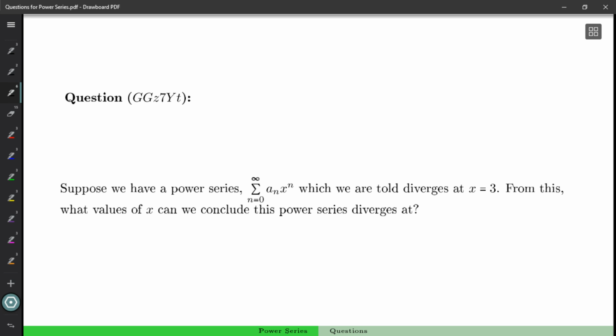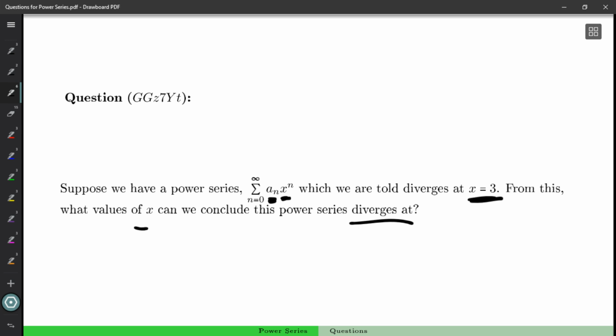Suppose we have a power series. So we're adding up a_n x^n, although just reading the question, they don't say what a_n is. So it's centered at 0, we can definitely say, but I don't know what the coefficients look like. We're told that this power series diverges for x equals 3. So if I plug in 3, the series that I get doesn't converge. From this, what values of x can we conclude the power series diverges at?